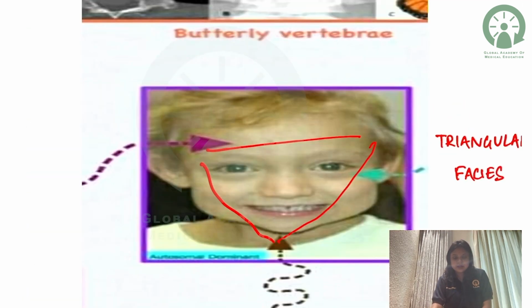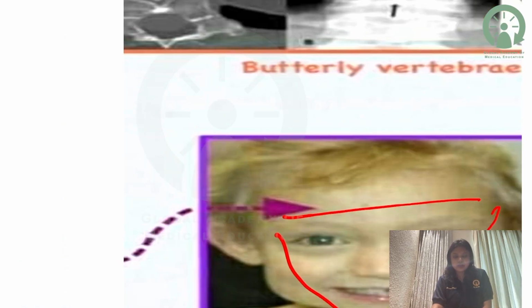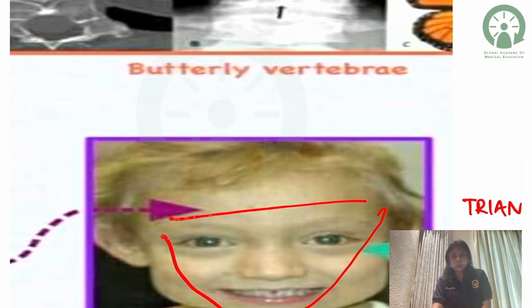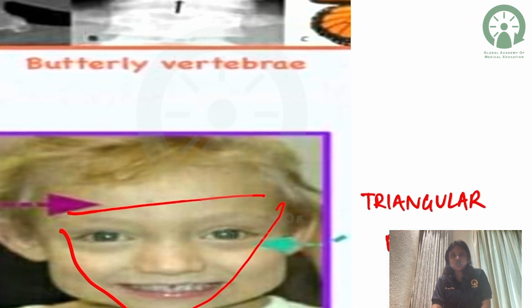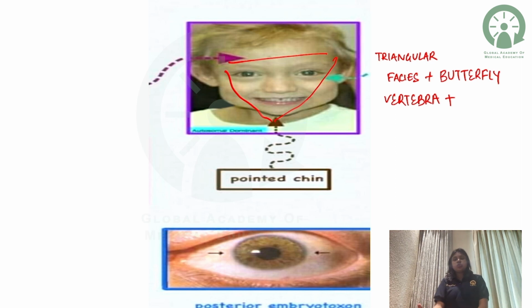Now, look at this. There is a vertebral involvement also, and the vertebra is shaped like a butterfly. Okay, so there is involvement of vertebra also. So skeletal defect in the form of butterfly vertebra. And there is jaundice in the patient also. So there is a feature of cholestasis.